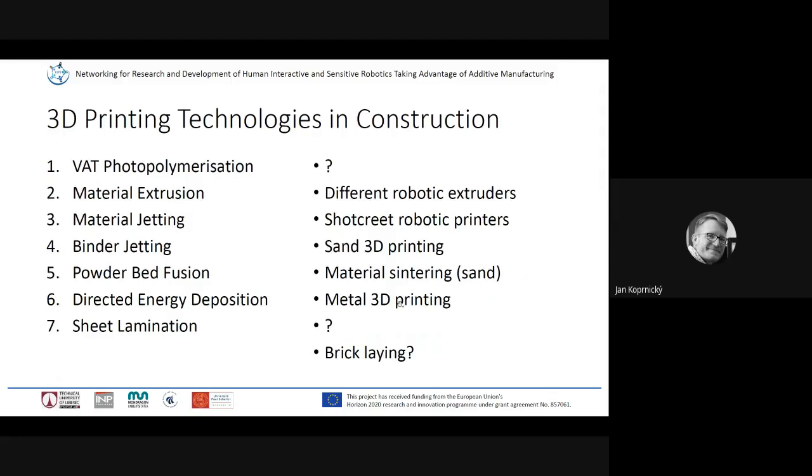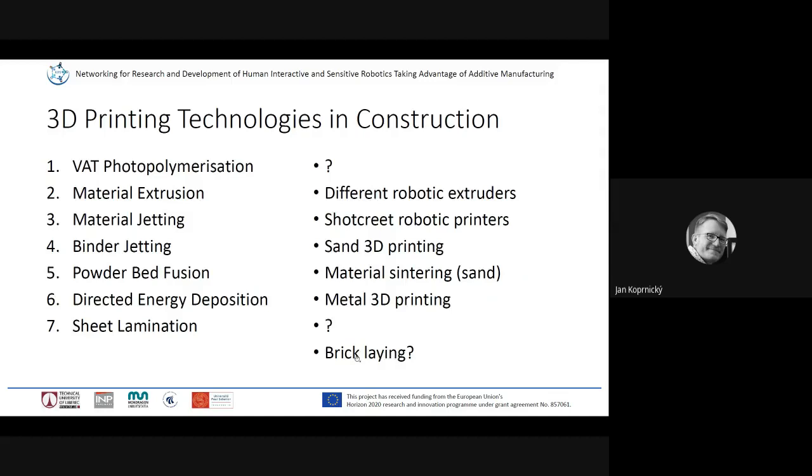One company from the Netherlands uses this technology for printing a whole bridge, for example, or topologically optimized objects. And the last, sheet lamination, I haven't found any example of this kind of technology which is used for 3D printing of houses. What is here? It's a question maybe for the discussion.